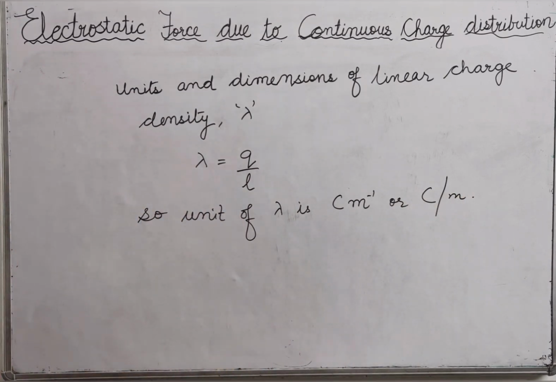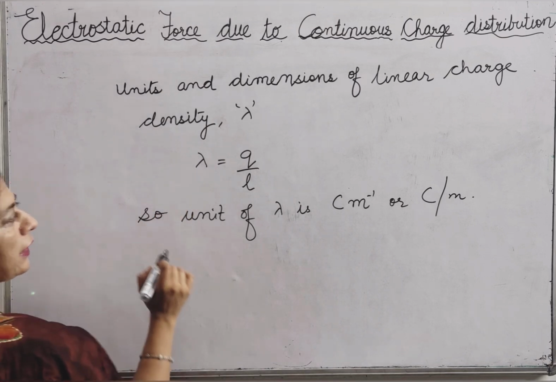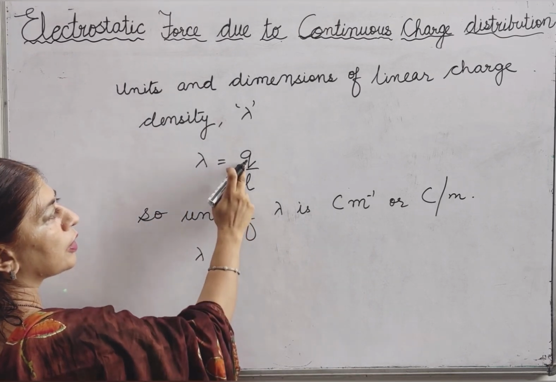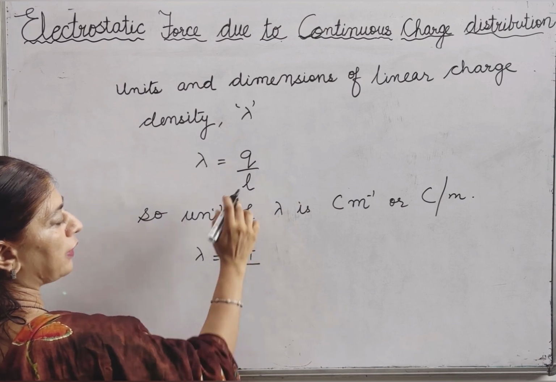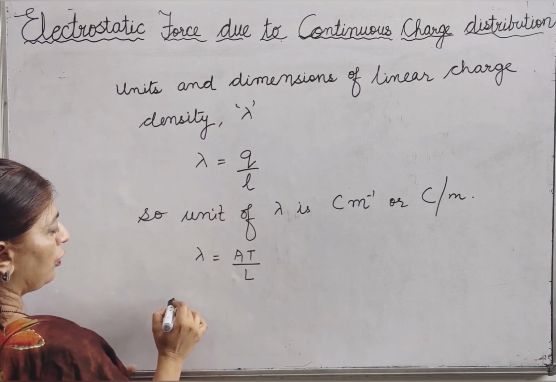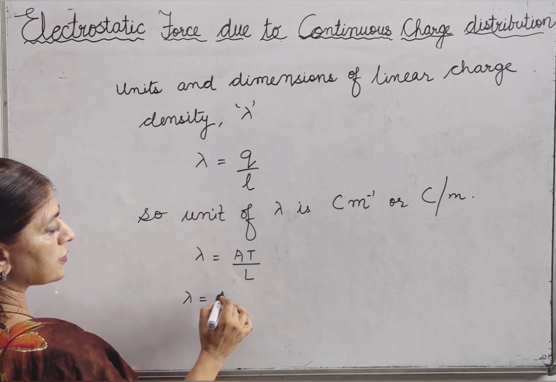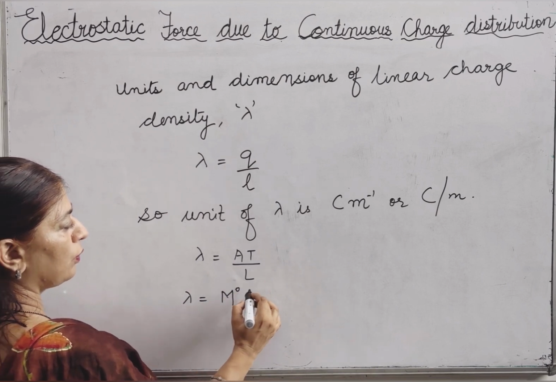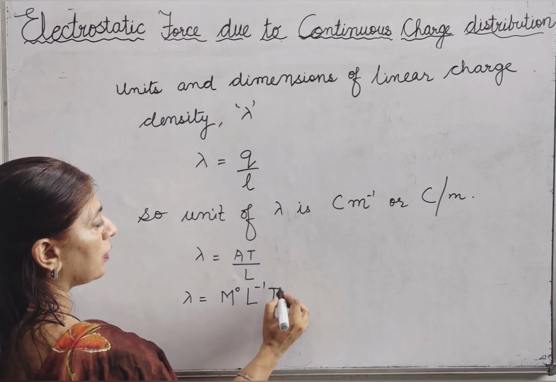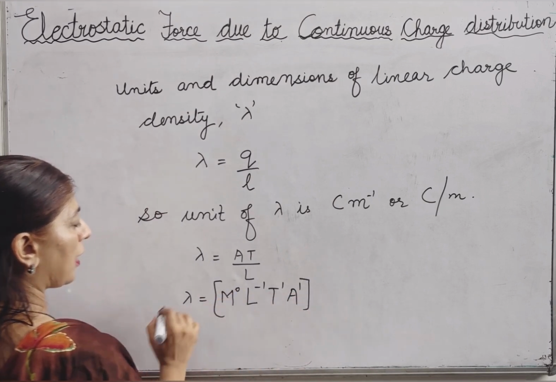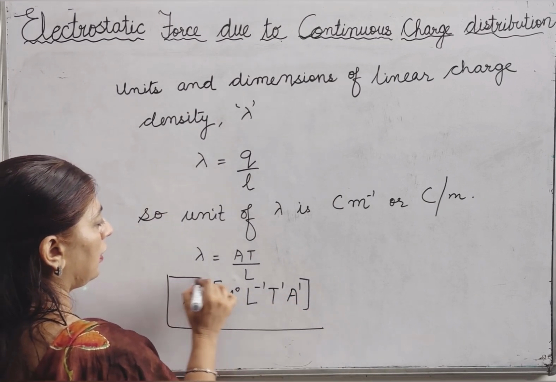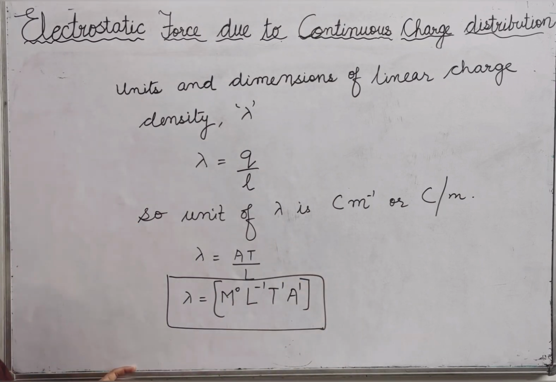Next is to find out the dimensions. We will take the formula lambda. The dimensions of Q is equal to AT, and of length is L. So dimensions of lambda is M⁰ L⁻¹ T¹ A¹. So this is the dimension formula for linear charge density lambda.